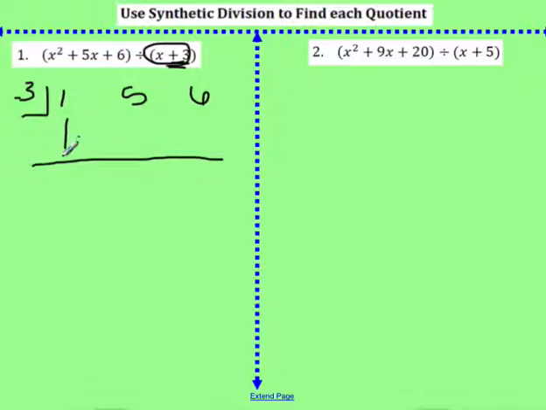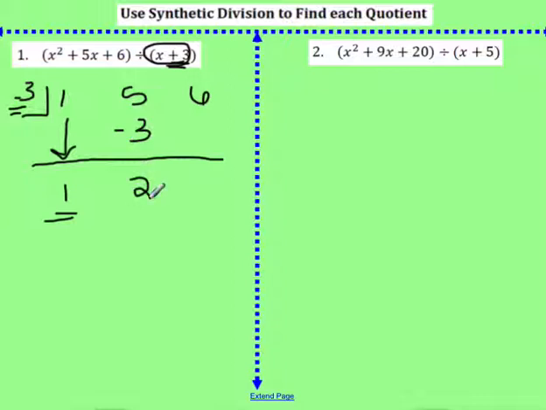Then I'm going to take the 1 and drop it down. So the 1 gets dropped down to there. Now I'm going to take the number that I have down here and multiply it by the number up there. So 1 times negative 3 is negative 3. 5 plus negative 3 is 2.